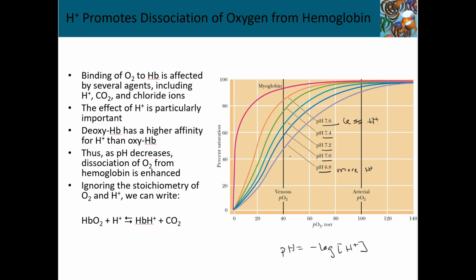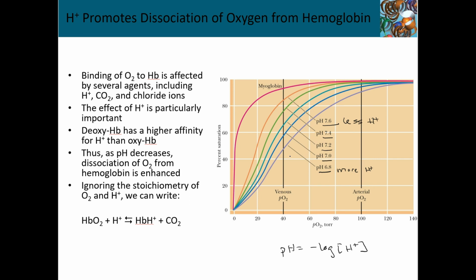And this plays into the fact that oxygen binding is affected by a lot of different agents, not just protons. We'll talk about protons, we'll talk about CO2. We won't pay too much attention to the chloride necessarily right now. But the reason this happens is because deoxyhemoglobin has a higher affinity for protons than the oxygenated version of hemoglobin. So as pH decreases, the dissociation of oxygen from hemoglobin is increased.